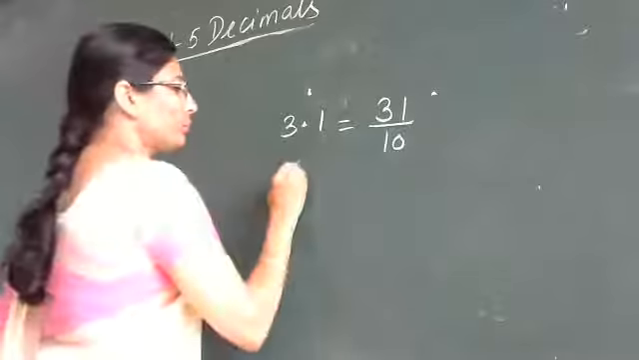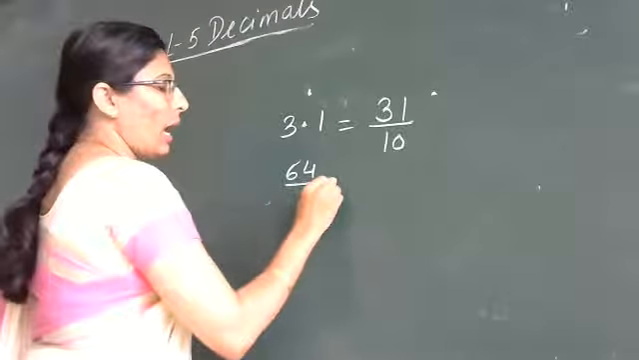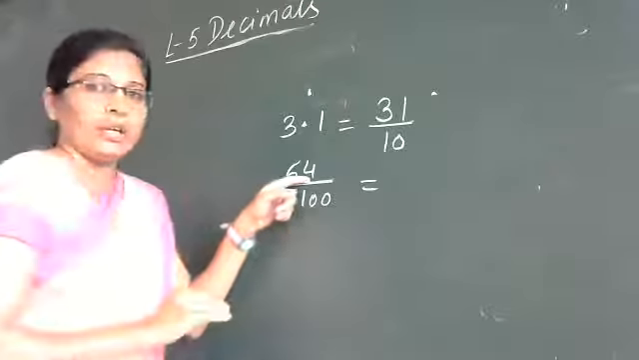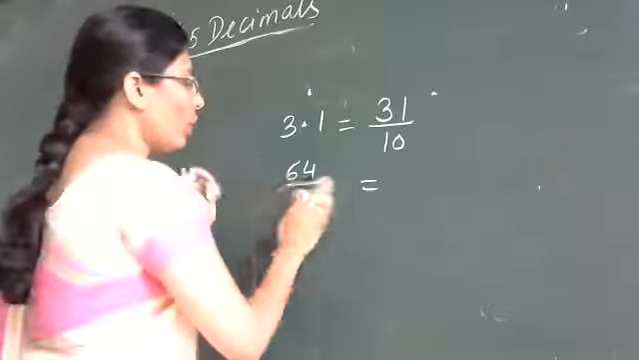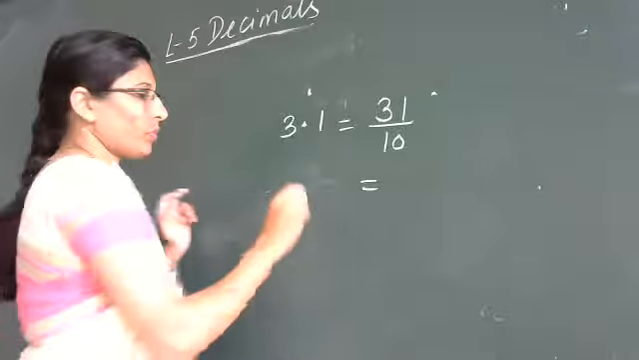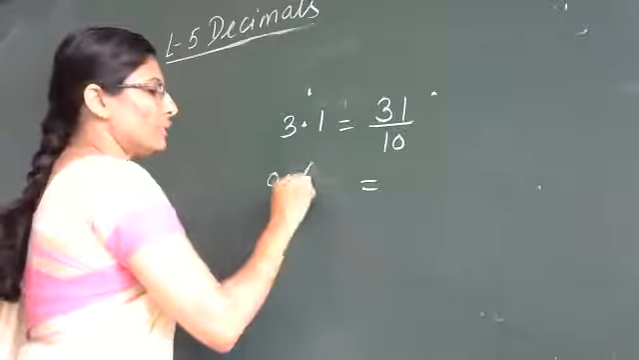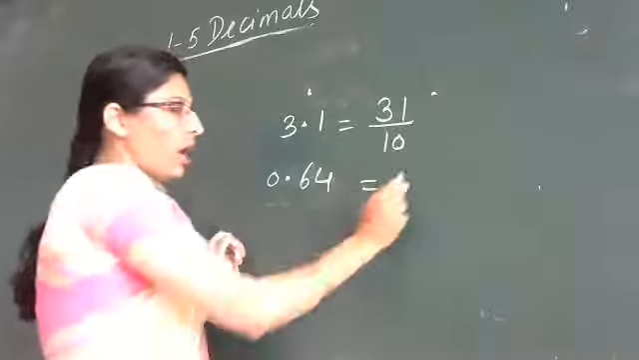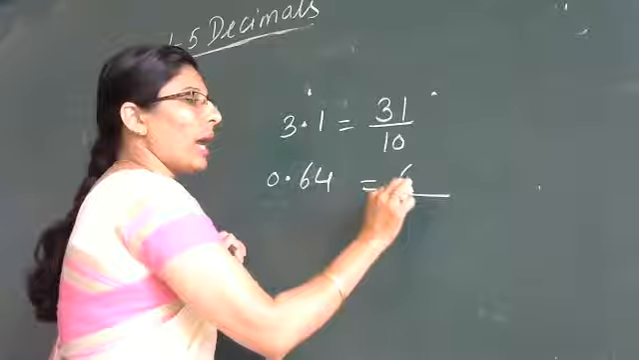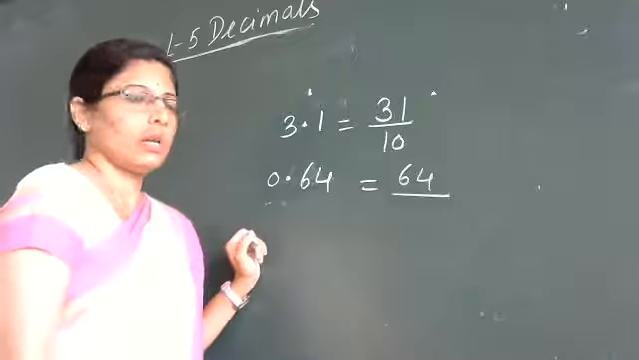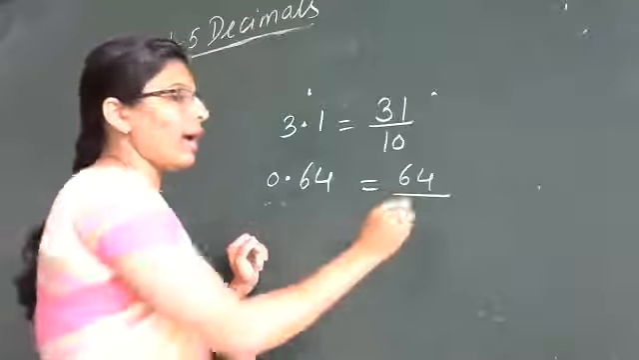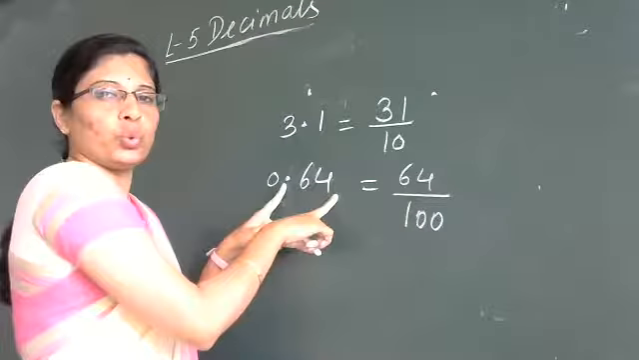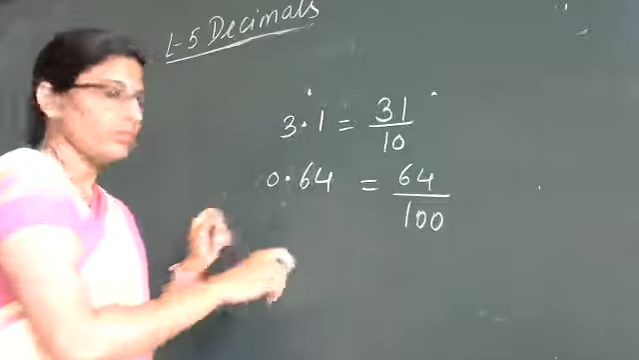Now see here, 0.64. Up we have to write the number, 64, by 100. Why 100? Because after the point 2 digits are there, a 2-digit number.